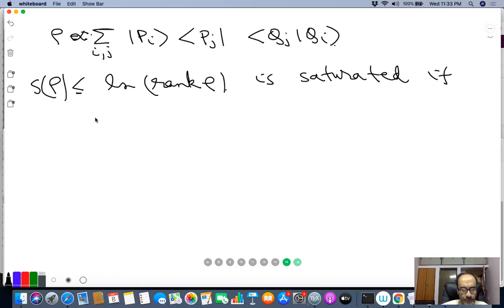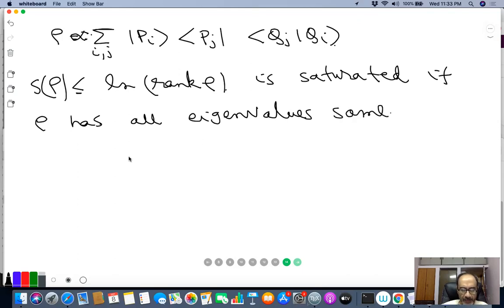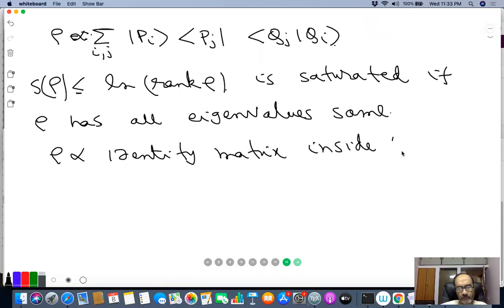if rho has all eigenvalues the same. That basically means that rho is proportional to the identity matrix inside the subspace. Of course, it has 0 eigenvalues, right? So it's proportional to the identity matrix, and then the rest are 0.